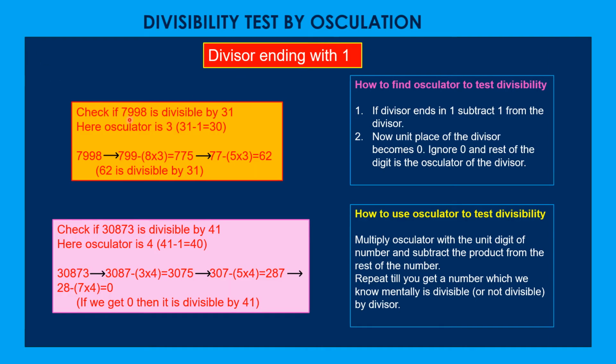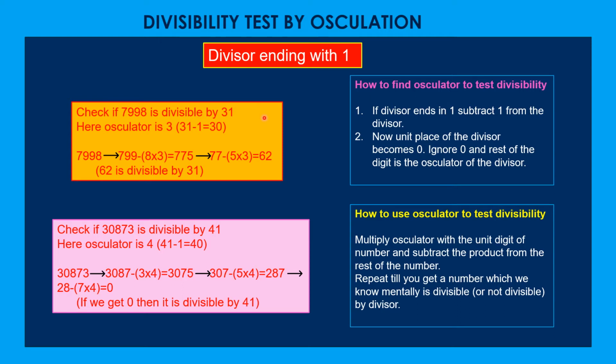Check if 7998 is divisible by 31. So first step is you find the osculator and next you see how to use the osculator to test the divisibility. So here I have just written the steps. How do you find the osculator and then how to use the osculator to test the divisibility. I'm going to repeat one more time.